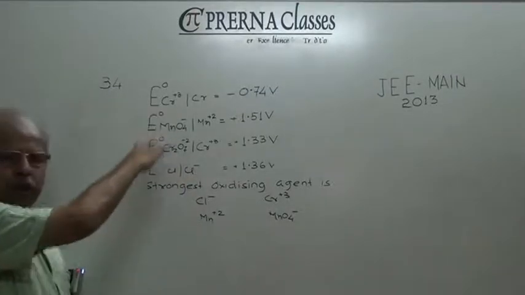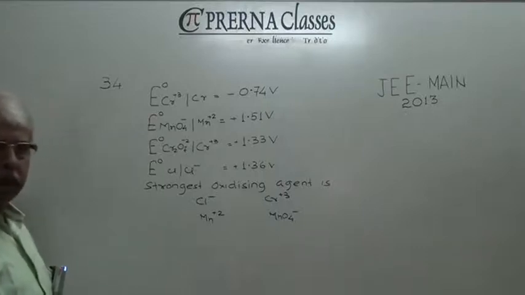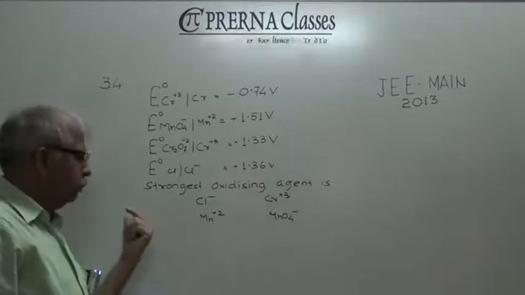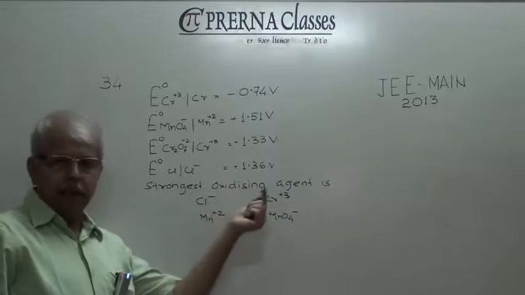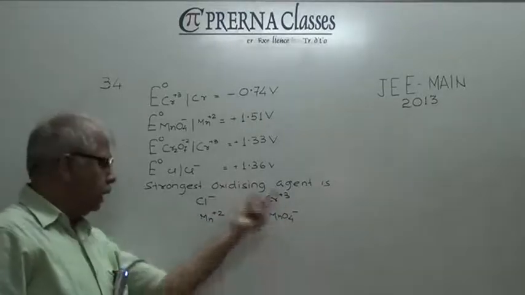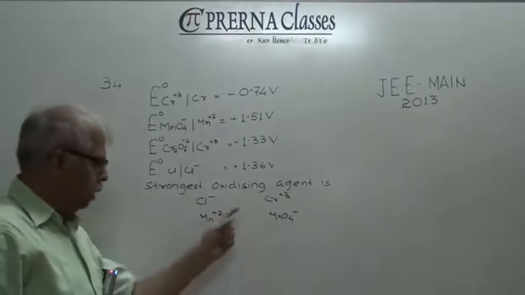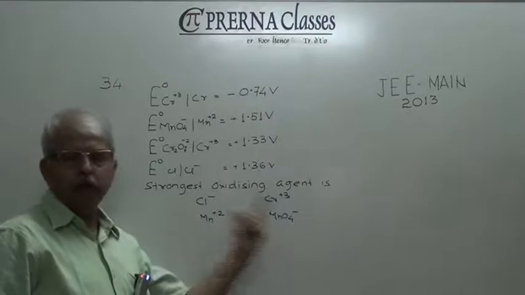Reduction potential of some of the junctions are given, and based on those values, the question is, strongest oxidizing agent is, and these are the options that he has given: Cl minus, Cr plus 3, Mn plus 2, or MnO4 minus.